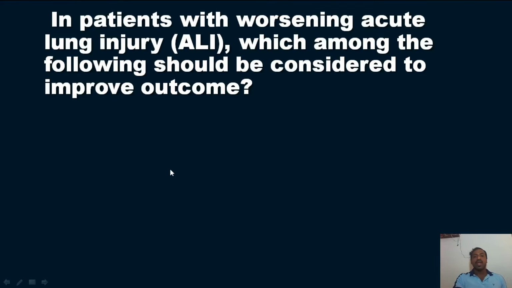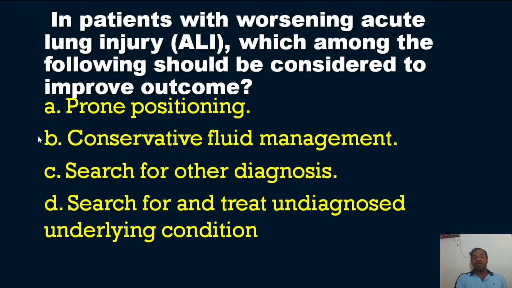It is regarding acute lung injury or ARDS. Okay, so in patients with worsening acute lung injury, which among the following should be considered to improve outcome? So to improve the symptoms of acute lung injury, what should a nurse do? That is the question. So here come the options. Provide prone position to the patient. The second option is conservative fluid management. The third one is search for other diagnosis, and the final one is search for and treat undiagnosed underlying conditions. So what is the answer?